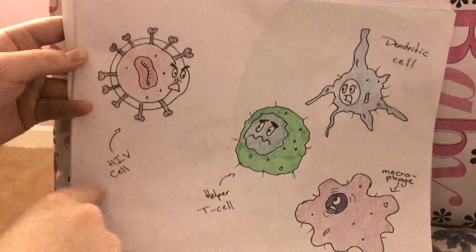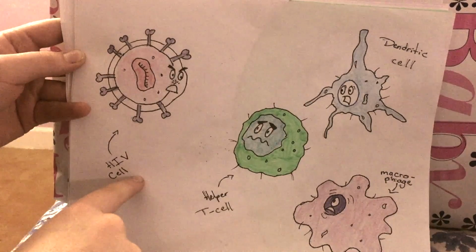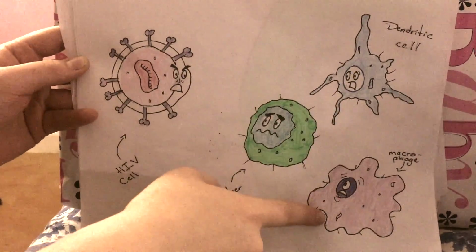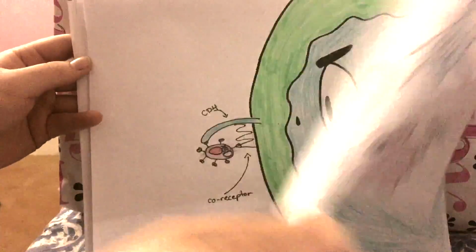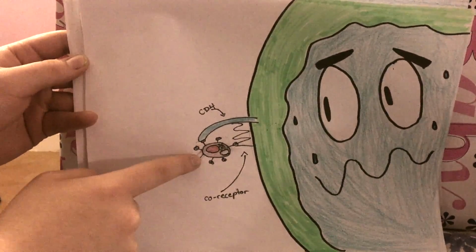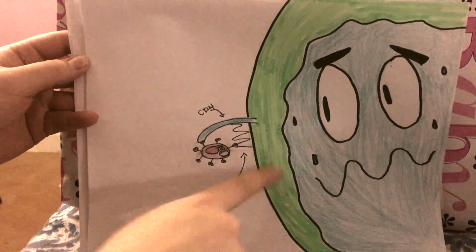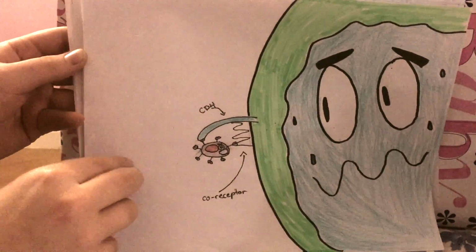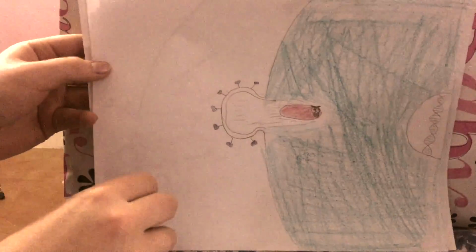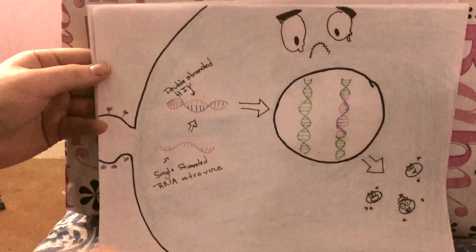Once the virus enters the body, HIV cells target cells from the immune system. These cells include helper T cells, dendritic cells, and macrophages. Once HIV finds these cells, little proteins called GP120 attach to the CD4 receptor and co-receptor of the cell. This allows the HIV virus to enter the cell with ease.